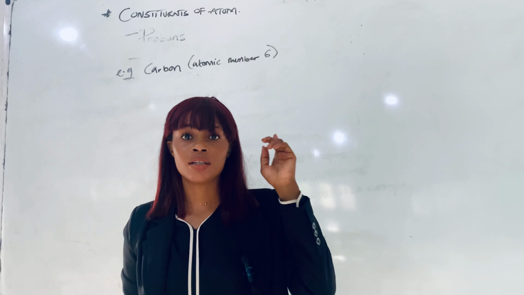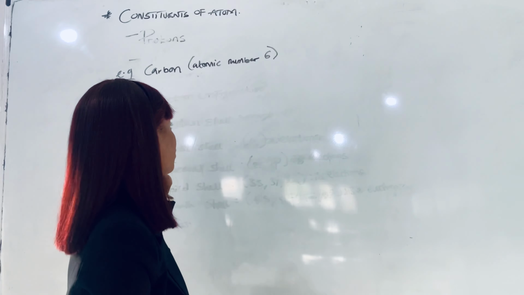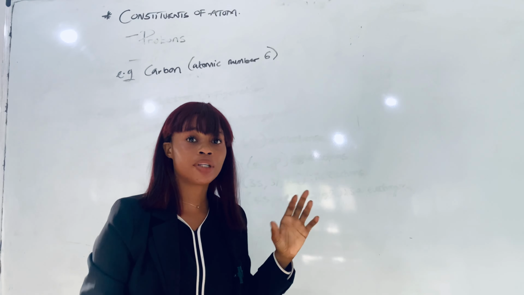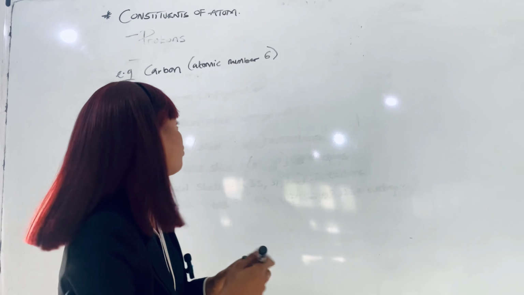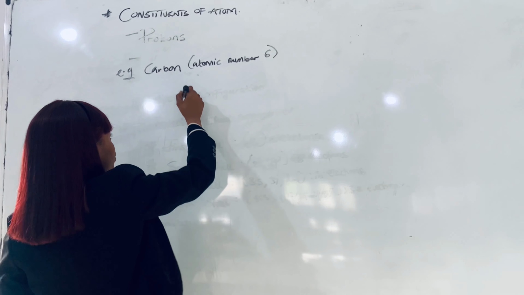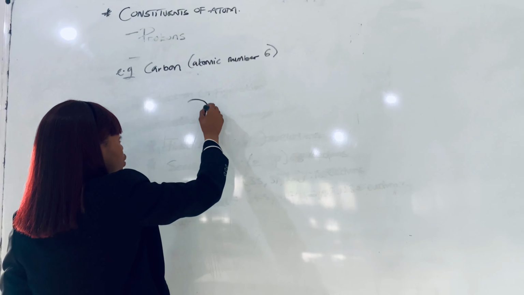For example, we're going to take carbon. Carbon has an atomic number of 6, and we're going to demonstrate how these electrons can be filled around the orbital. Just follow along to understand. The first thing you do is to draw your first shell.